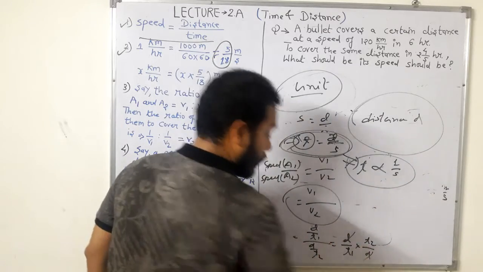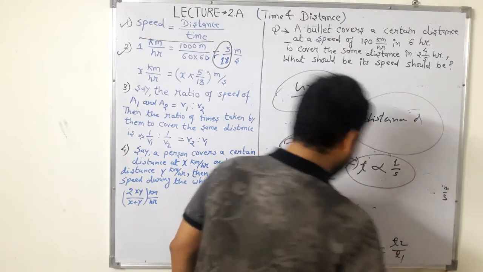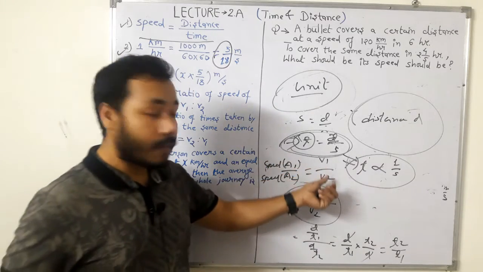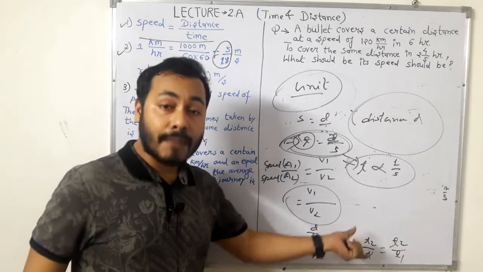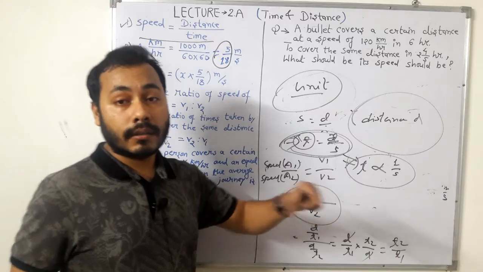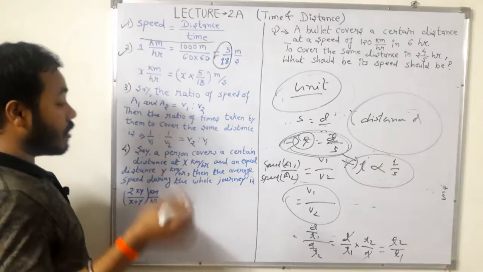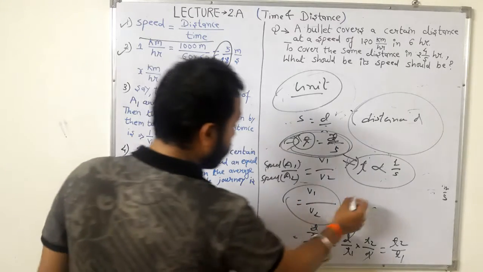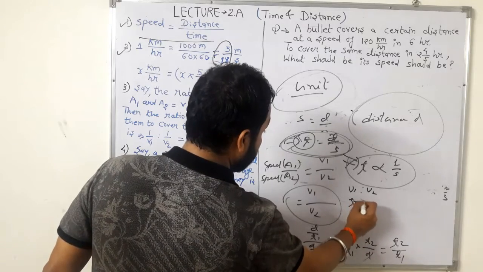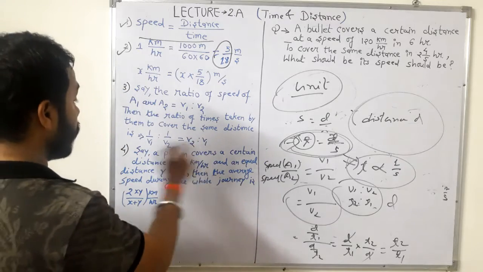So D cancels out. So what we will get? T2 by T1. So we got that when the speeds are in the ratio of V1 by V2, V1 is to V2, then their time to cover the same distance will be the opposite one, means T2 is to T1. Clear? So if you want to remember it as a shortcut, just remember that if the speed is in V1 by V2 or V1 is to V2, then the timing will be opposite, that is T2 is to T1 to cover the same distance D. Clear? So that's the case.